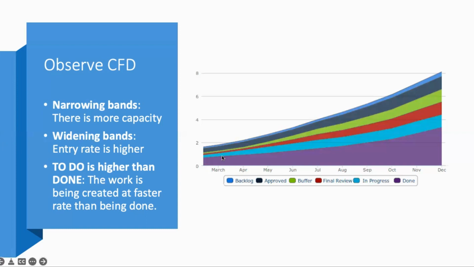If you see a widening band in between, that means the entry rate is higher. That means you are consuming more than you can deliver, so there will be a higher wait time in that particular stage. If your to-do is higher than done, so if the band at which the entry is being done, which is the to-do or the backlog, is wider than what you have done, that means your demand is getting generated faster and you are not doing the work faster. In that case, you have to look at how you can shape the demand.